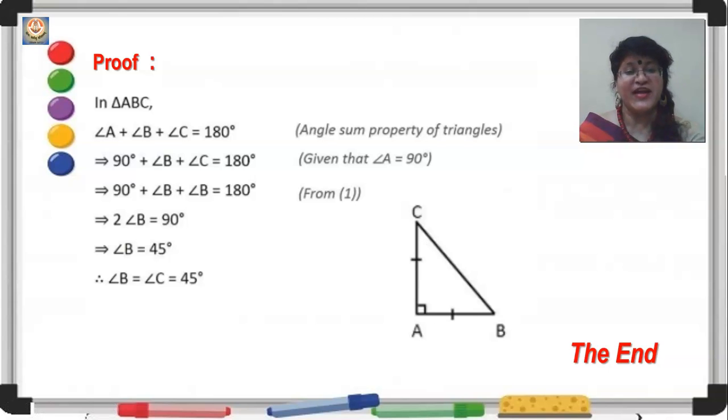So what kind of triangle does that make it? It becomes a right angled isosceles triangle, wherein the two sides are equal and one of the angle is a right angle. So students, I have solved from 7.2 question number 2 and question number 7.